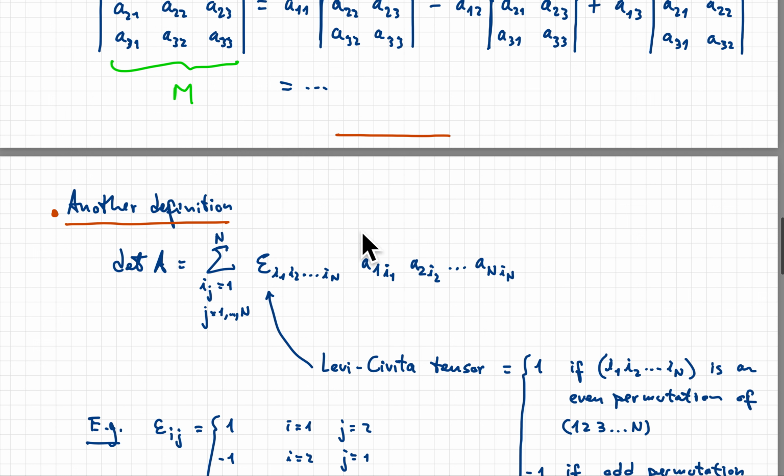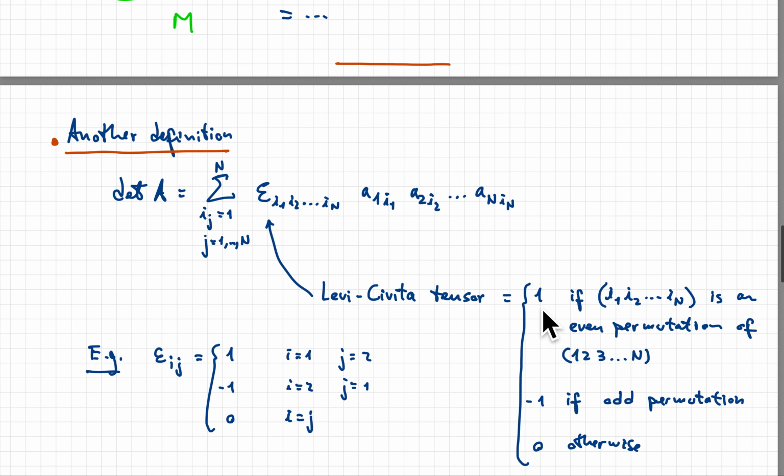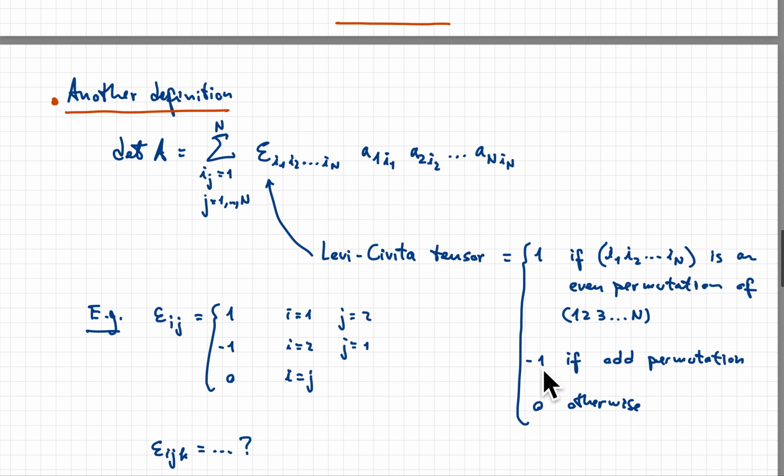And so what this is doing really is summing over all the possible permutations of this product with signs assigned to them. Because this Levi-Civita tensor is actually 1 if this collection of indices is an even permutation of 1, 2, 3 to n. It's minus 1 if it's an odd permutation, and it's 0 otherwise. What does this otherwise mean? Well, if 2 of these indices are the same, for example 1, 1 or 3, 3 or what have you, then that will be 0 automatically.